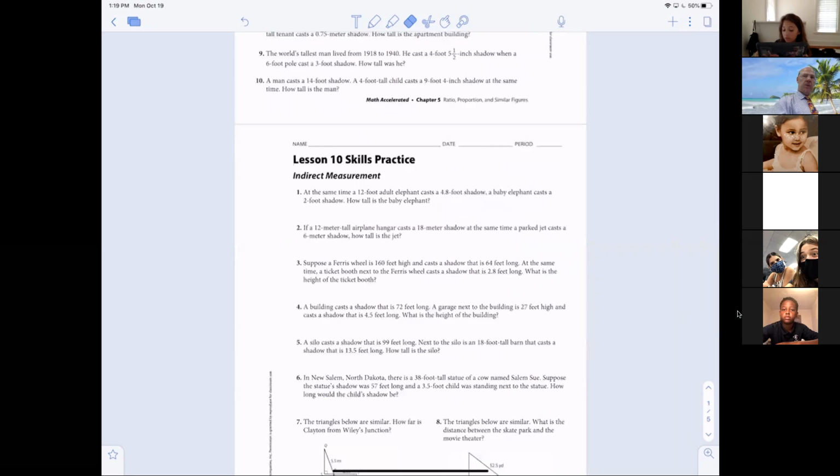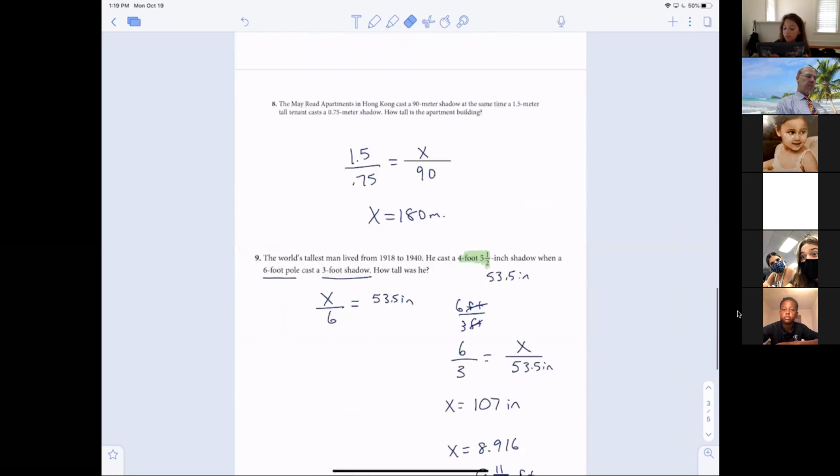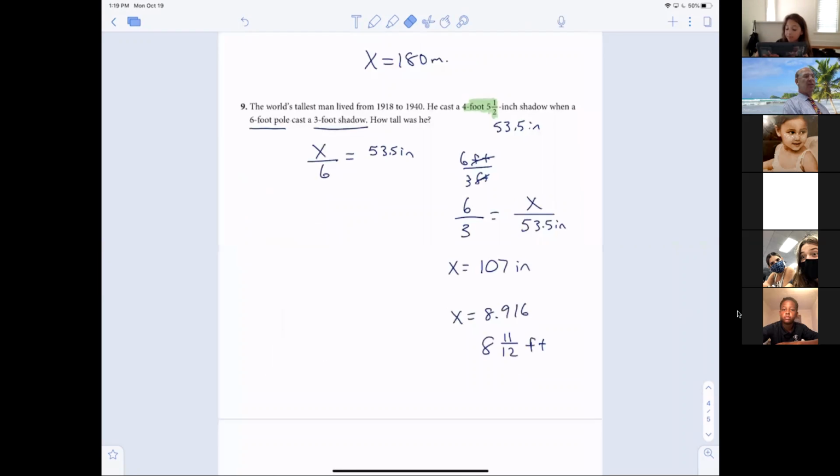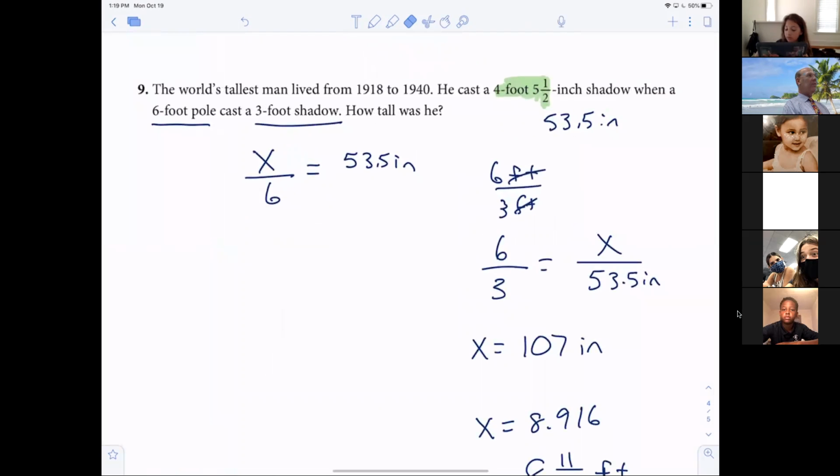All right. I have a question on number 9. Tell me. Could you change the 5 1/2 to feet? Well, I'm glad you asked me that. So everybody do this. Do 5 1/2 divided by 12. Do the fraction 5 1/2 and divide by 12. And what does that come out to be?